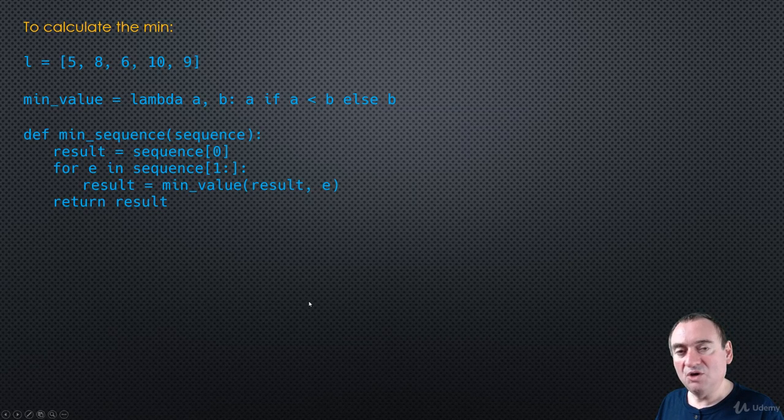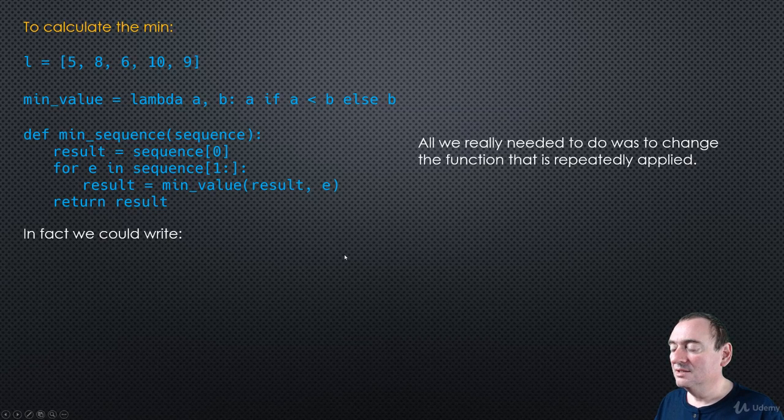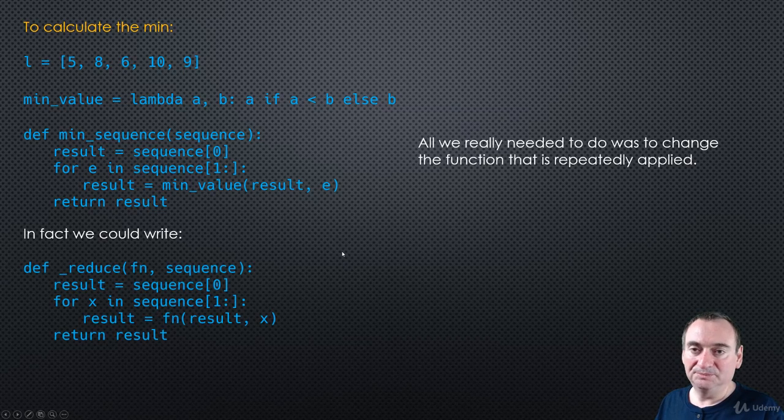Well, this is the same code as before. The only difference is that I've renamed this function here, and the function that I'm applying inside the loop is the min value function. It's this function here. It's not that max value. That's the only difference. Everything else stayed the same. So we could do this instead, right? You're starting to see a pattern that everything stays the same. The only thing that changes is min value.